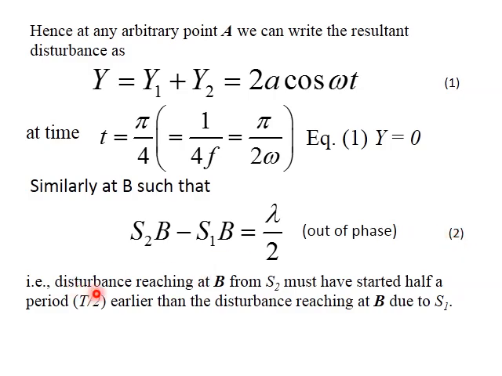Now that is, disturbance reaching at B from S2 must have started when? It must have started half a period earlier, where T is my time period, than the disturbance reaching at B due to S1. So that is S2B minus S1B. That is how much? That is out of phase by this lambda by 2. So this is the path difference basically. Okay.